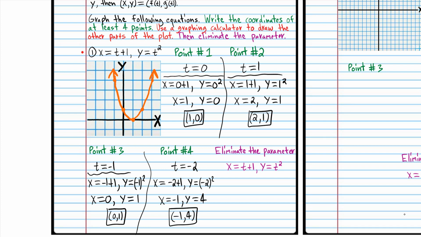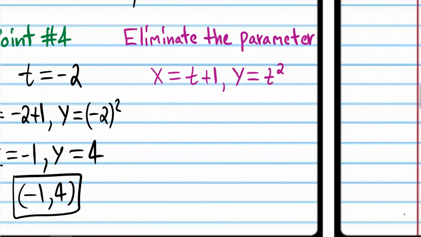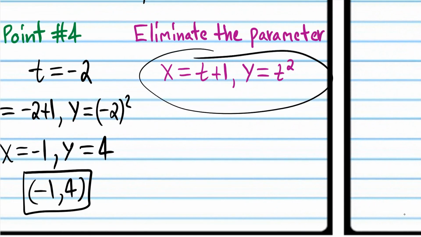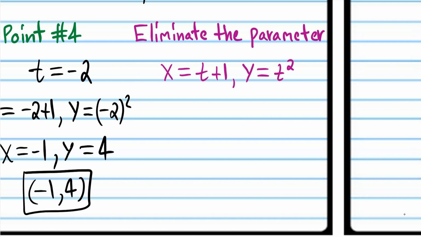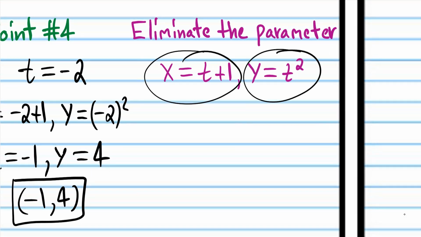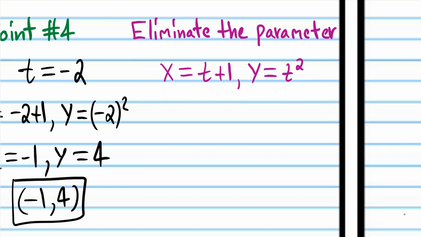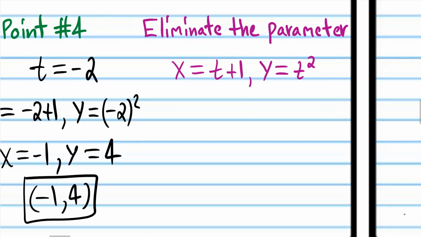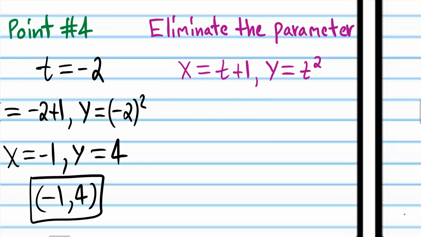Now we're going to eliminate the parameter. So I redrew the equations down here. To eliminate the parameter, we choose one of these equations that is easiest to solve for t. And you can see that it's going to be pretty easy to solve for t with this equation. We want to avoid square roots. So t is equal to x minus 1.